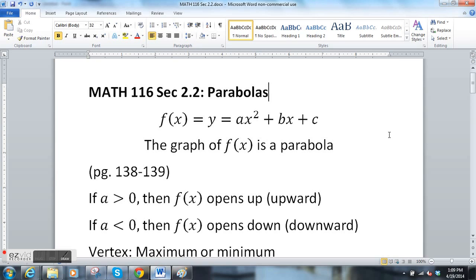Hi there, this is Math 116. We're on section 2.2, and we're continuing on with our quadratic equations, and now we're looking at parabolas.